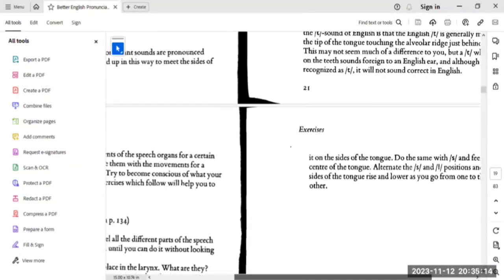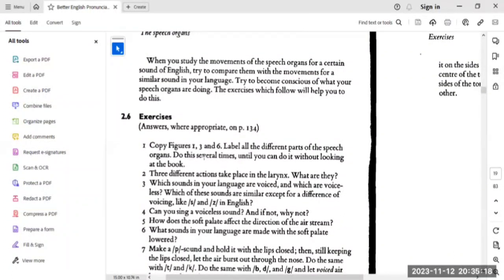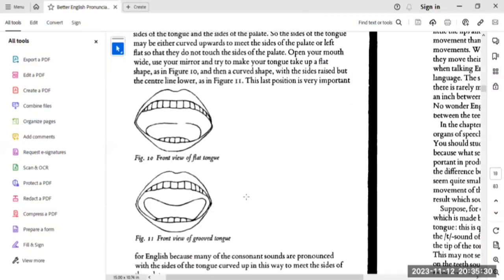Let's move on. We have some exercises here. Copy figures 1, 3 and 6. Label all the different parts of the speech organs. Do this several times until you can do it without looking at the book. Figures 1, 3, and 6.